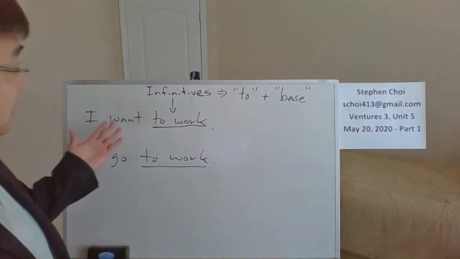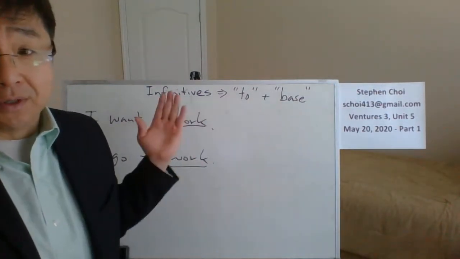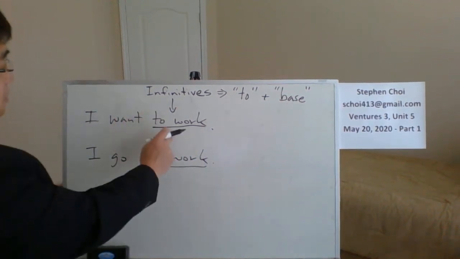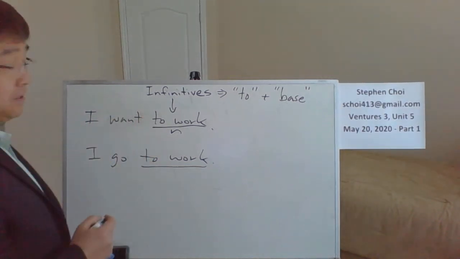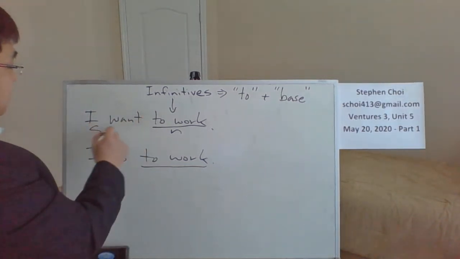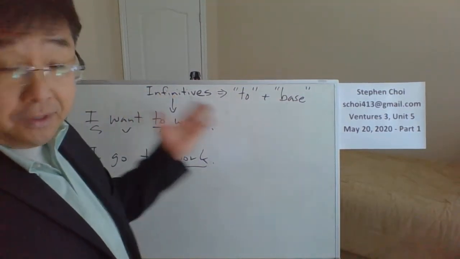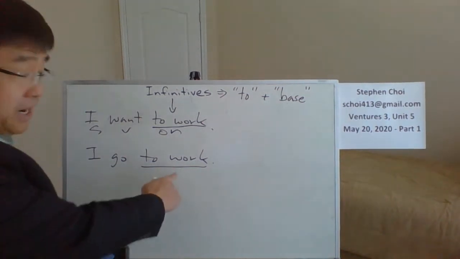I want to work, just like the first sentence I gave you today. I want to eat, I want to live, I want to speak, I want to travel. I want to work. This is what we've been talking about. This is a noun being used as an infinitive. In this case, it's subject, verb, and direct object. That's what we've been talking about for the last 15 minutes. But what is this one? I go to work. Is that an infinitive?